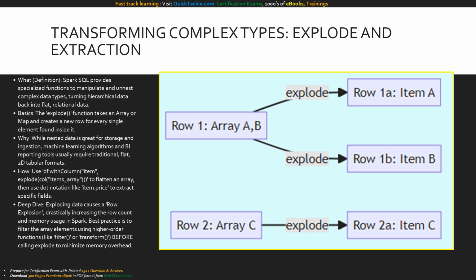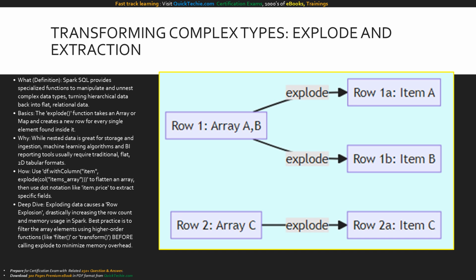Looking at the basics, the most critical function is explode. When you apply explode to an array or a map, Spark takes that single row and replicates it, generating a brand new row for every element inside the collection. Why is this necessary? Because while nested data is phenomenal for fast storage and ingestion, downstream systems like Tableau or machine learning models expect flat, two-dimensional tables.